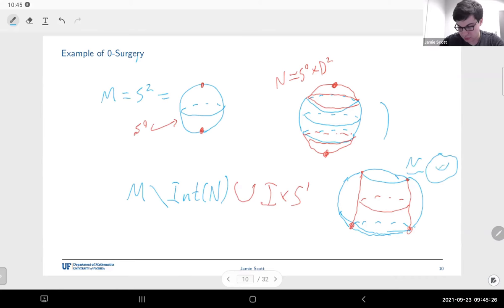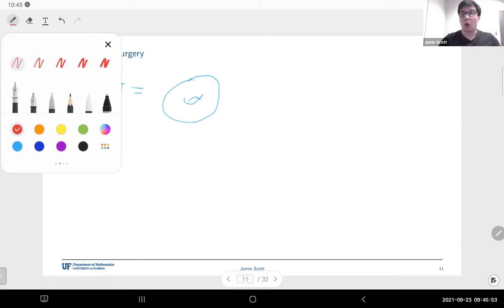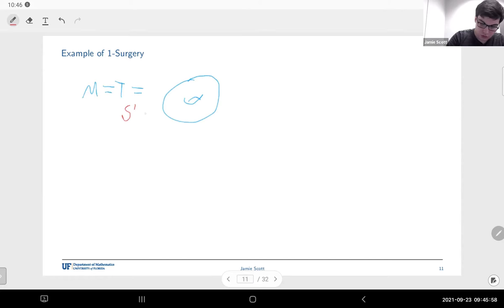Okay. And so I'm also going to give you an example of a one surgery. In this case, I'm going to make my M equal to the torus. It looks something like this. Maybe I'll draw it a little bigger than the last one. I'm doing a one surgery, so I want an embedding of a circle, right? So we have S1 including into this, something like that. And then from here, we want to take a tubular neighborhood, and I'll just draw it on there. So N equals S1.